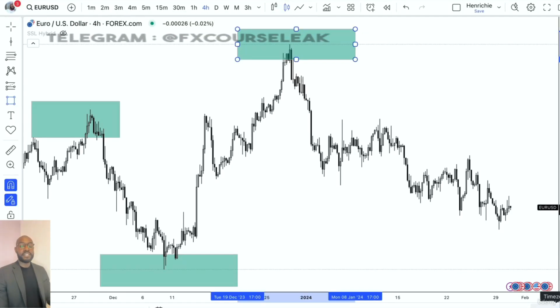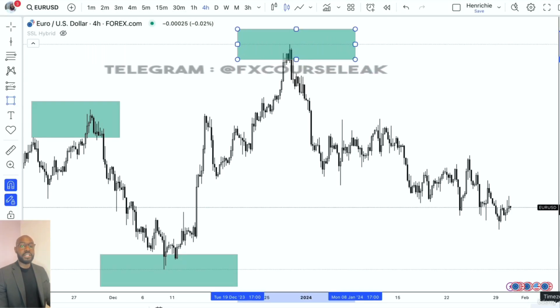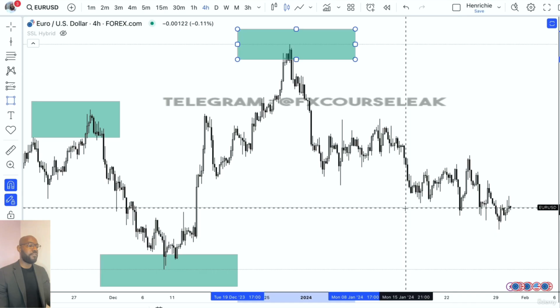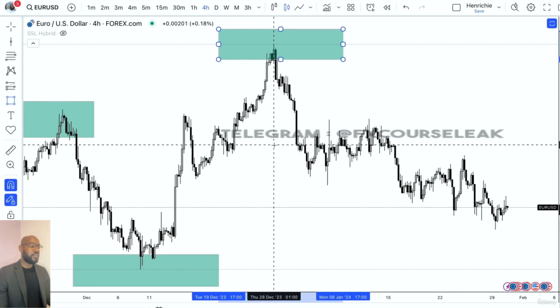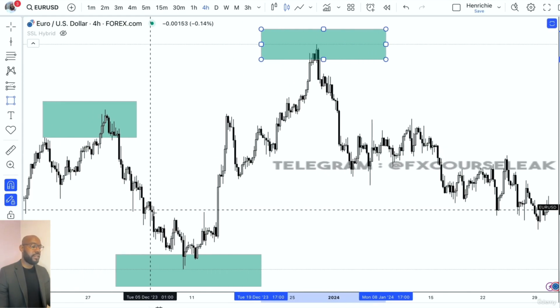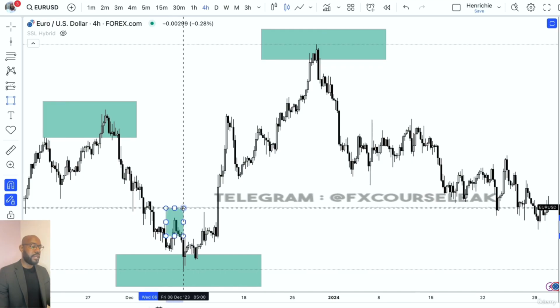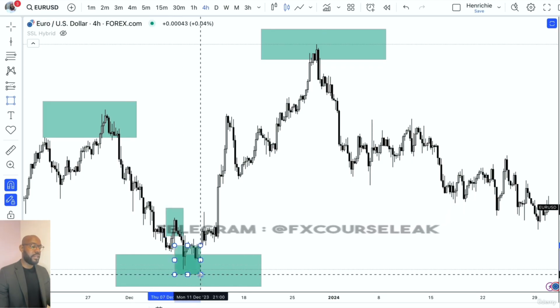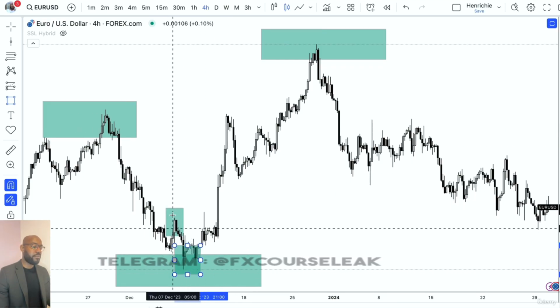In this video, I'm going to be explaining market structure on the smaller time frame. So right here, we're on the 4-hour time frame. And as you can see on the 4-hour time frame, we created a high right here. So you can see we created a high, and then we created this low right here. And after that, we broke structure, breaking above this high.